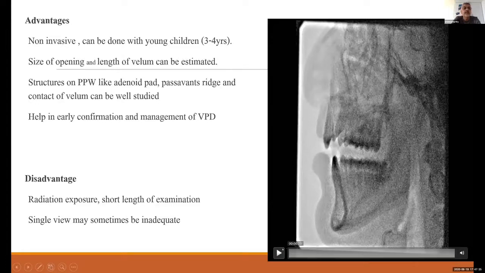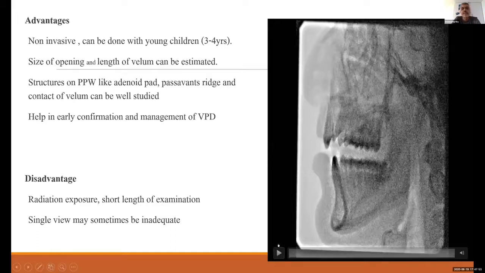The other thing is here, we can see the size of the opening and the length of the velum can be estimated. Also, on this, structures like adenoid pad, Passavant's ridge, and the contact of velum can be well studied. It's quite a clear-cut image.